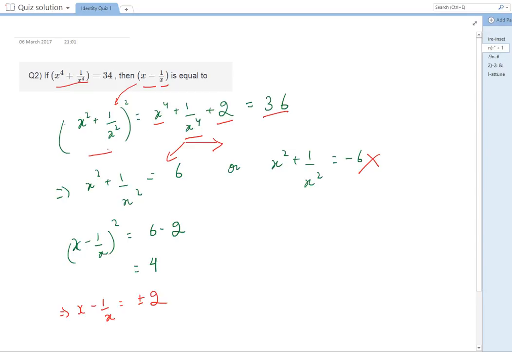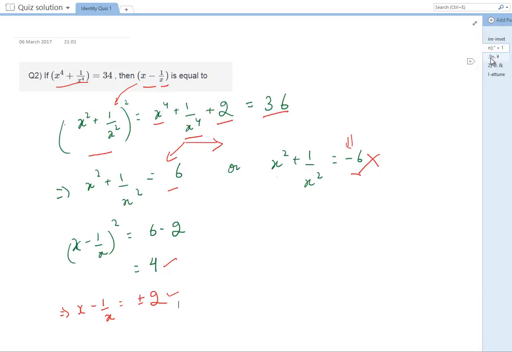So using this, you get (x square plus 1 by x square) whole square is equal to 36. So x square plus 1 by x square is equal to 6 or minus 6. But since this is the sum of two positive numbers, it cannot be minus 6. And hence, x square plus 1 by x square has to be equal to 6. And using the same relation again, (x minus 1 by x) square will be equal to 6 minus 2. And that becomes 4. So x minus 1 by x can be plus 2 or minus 2. Either of these can be the answer.